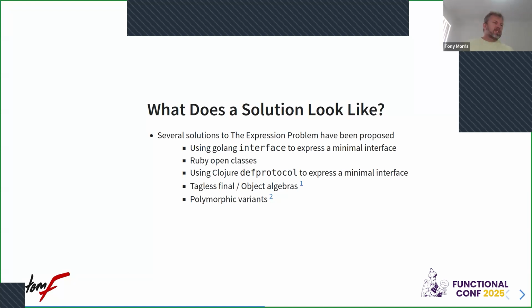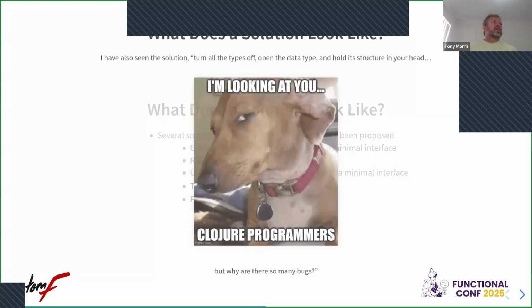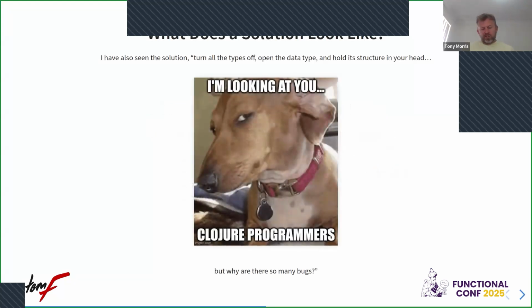Object algebras or tagless final, that's been around for a while now, maybe 10 or 15 years. And that's just a link to the original paper. And polymorphic variants, they've been around for even longer. So these are potential solutions. I'm not going to talk about them because, like I said, I'm not going to go into any detail, but I'm going to suggest one solution. And then there's this solution.